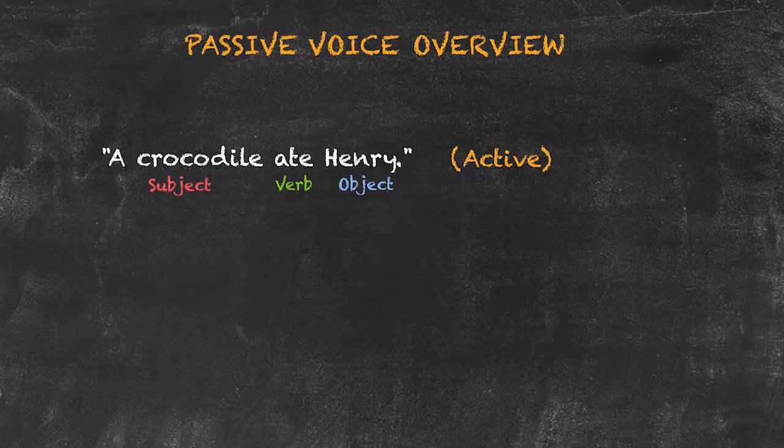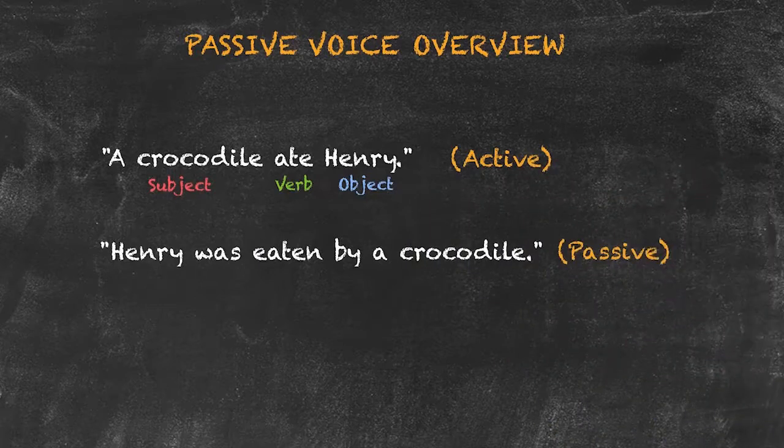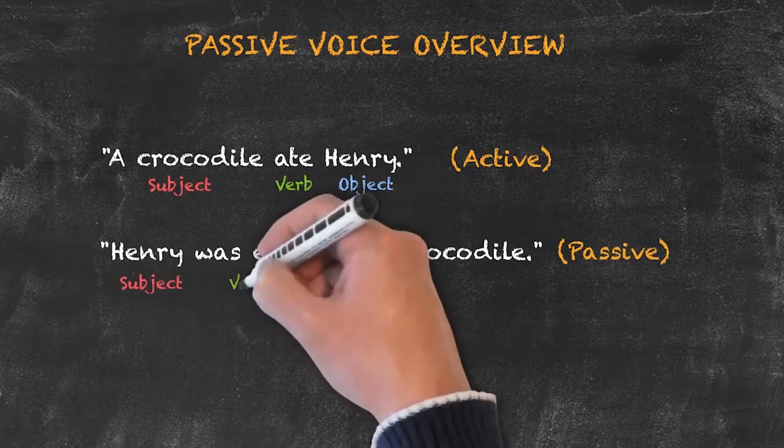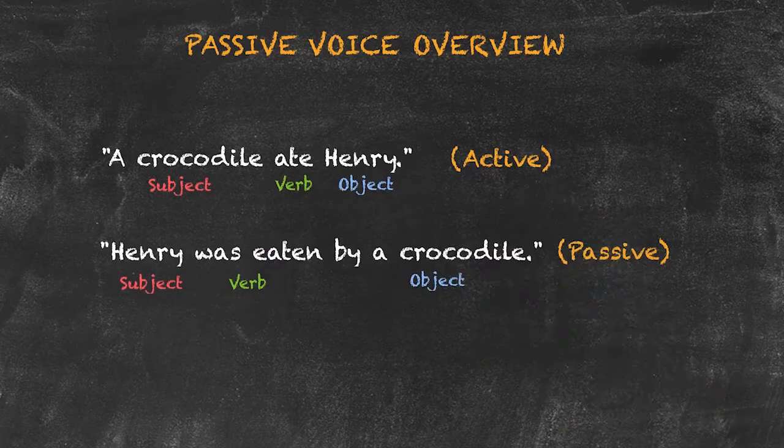This sentence can also be expressed in the passive voice, as we can see here. Henry was eaten by a crocodile. Now this takes a different structure. Henry, who was the original object of the sentence, is now in the subject position. We've added the verb be here in the past tense to match the original example, and then we've taken the main verb and changed it to the past participle "eaten." We have then introduced the original subject of the sentence with the word "by," so our original sentence, "a crocodile ate Henry," becomes "Henry was eaten by a crocodile."